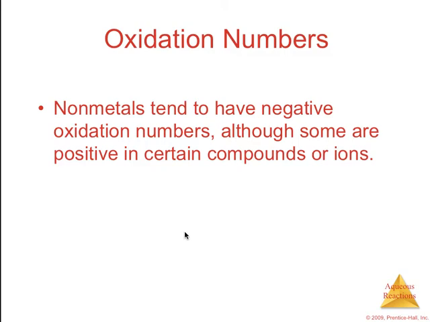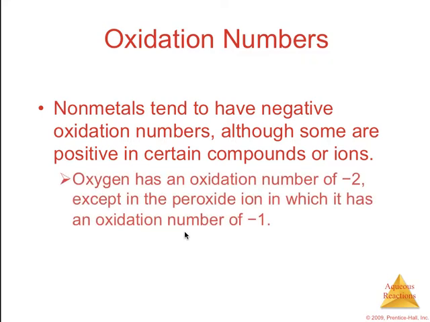Nonmetals tend to have negative oxidation numbers, although some can be positive. Oxygen typically has an oxidation number of -2. There are two ions of oxygen. One is the peroxide ion, in which it has an oxidation number of -1.